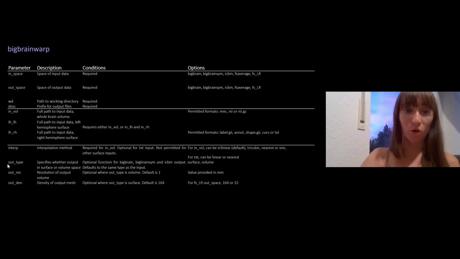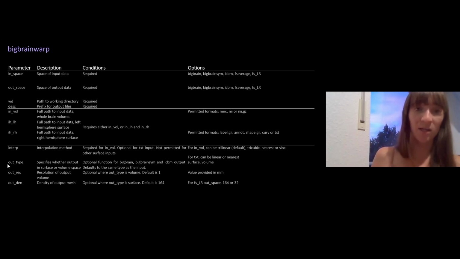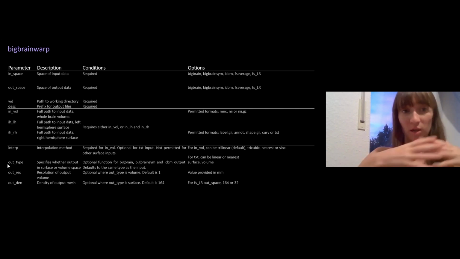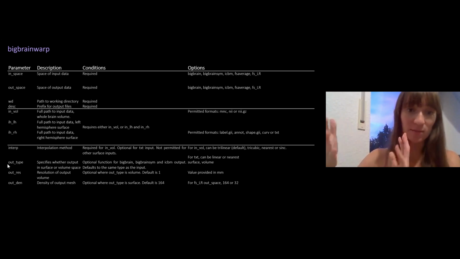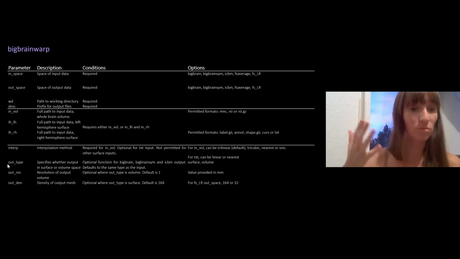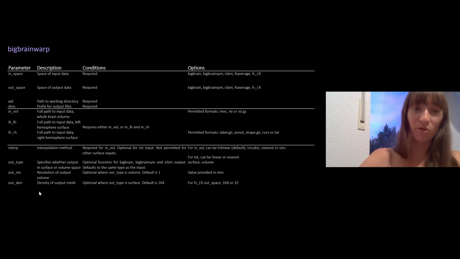So that means that you can go from a surface to a volume if you specify it. Once again, we build in some simple defaults, but it's also handy to just put in, I want to go from, you give in volumetric data, but you can say out type is actually a surface. There's some limitations in that though. We don't have it made so you can go to the fsaverage volume. If that's something people really require, let me know. But we kind of just went with what makes the most sense based on most typical pipelines as well. And then you can also specify the output resolution for volumetric data.